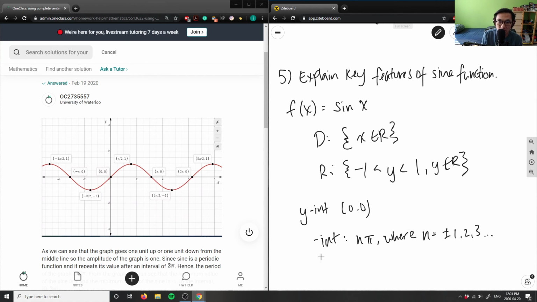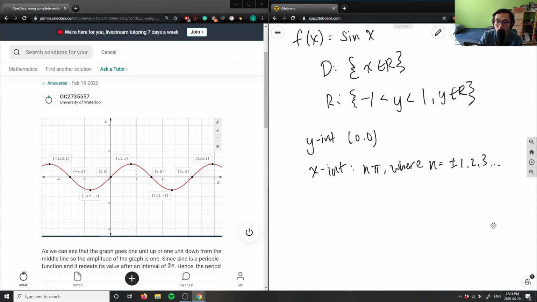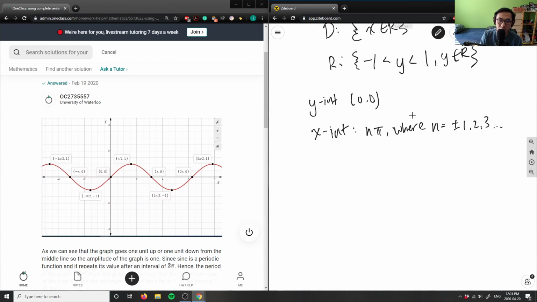And as you can see, there's other features here. There's an amplitude of 1. Amplitude of 1 meaning it goes towards 1, and its max is 1 and its minimum is -1. So I can say maximum is 1, minimum is -1.